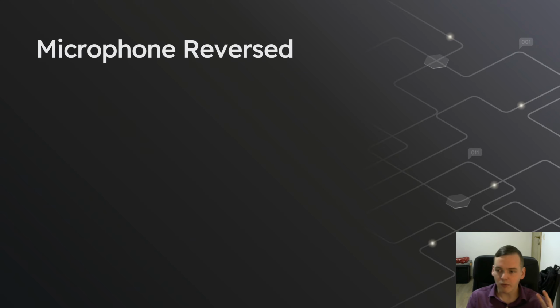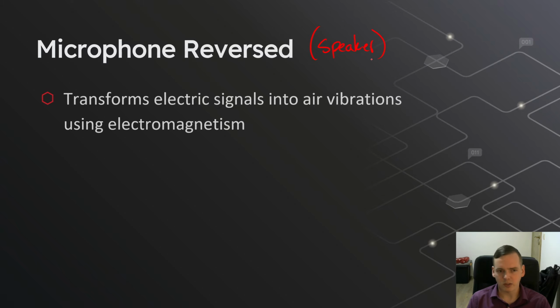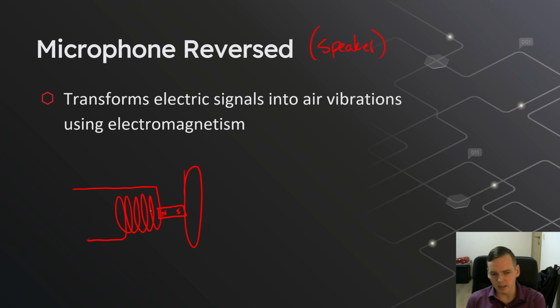So if we reverse the microphone, we get a speaker. A microphone reversed is a speaker. Everything we just talked about, but in reverse, is our speaker. So it transforms an electric signal into air vibrations using electromagnetism. If we have that same setup of a coil, and then we've got our silly bar magnet, they never will actually look like this in most speakers, but it's enough to get the idea across.